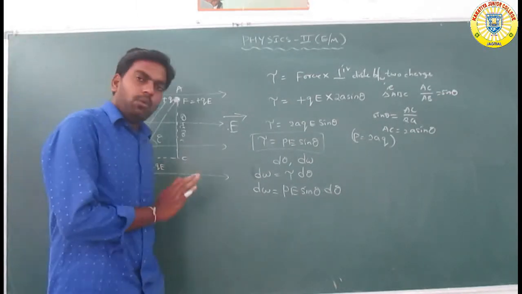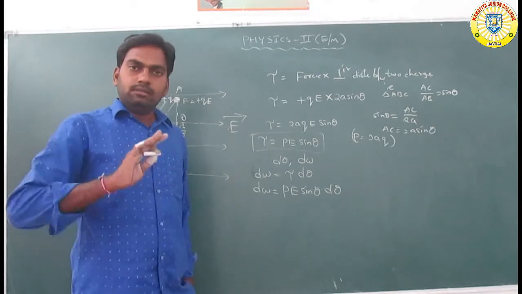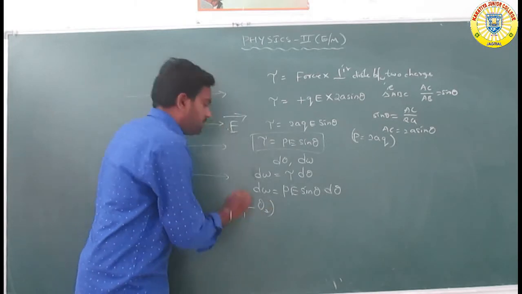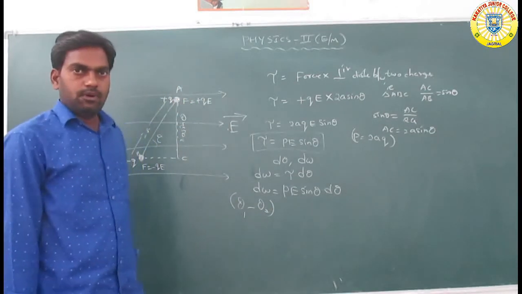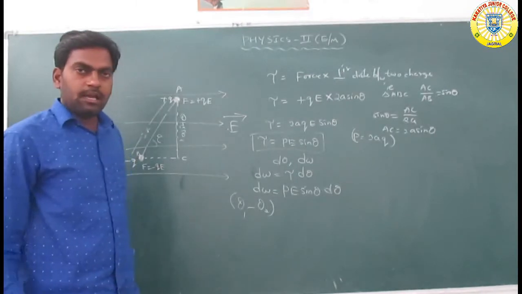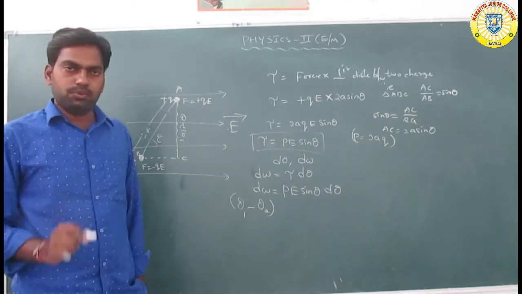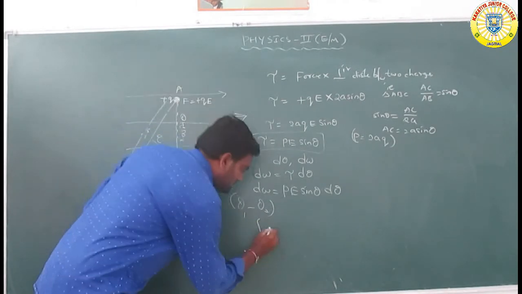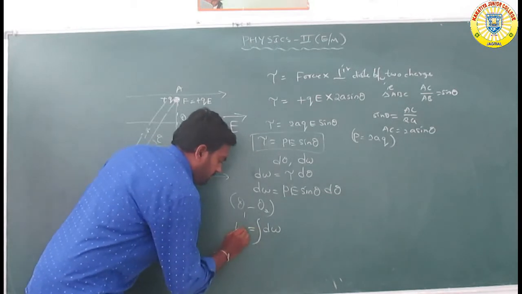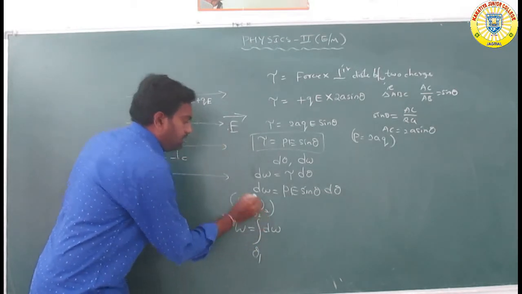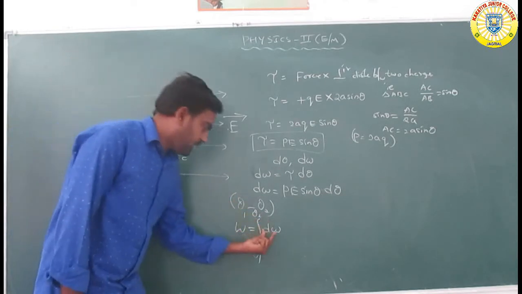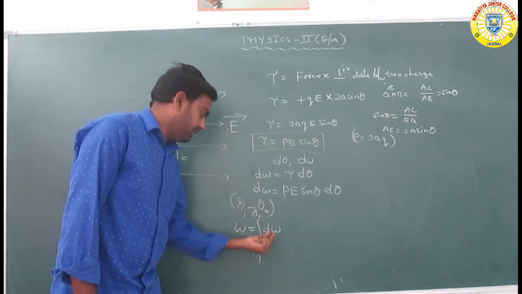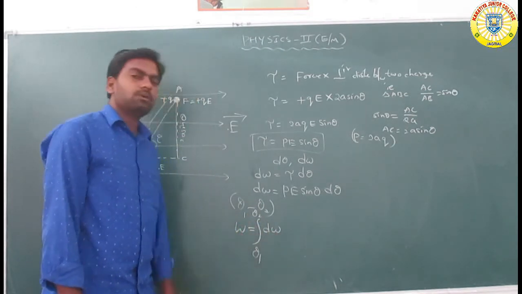This is only the small work done, but the dipole is rotating from theta 1 to theta 2. So to get the total work done, we take the integration with limits theta 1 and theta 2. Integration of dW is equal to W, just as integration of dx is equal to x. Integrating the small work done, we get the total work done.